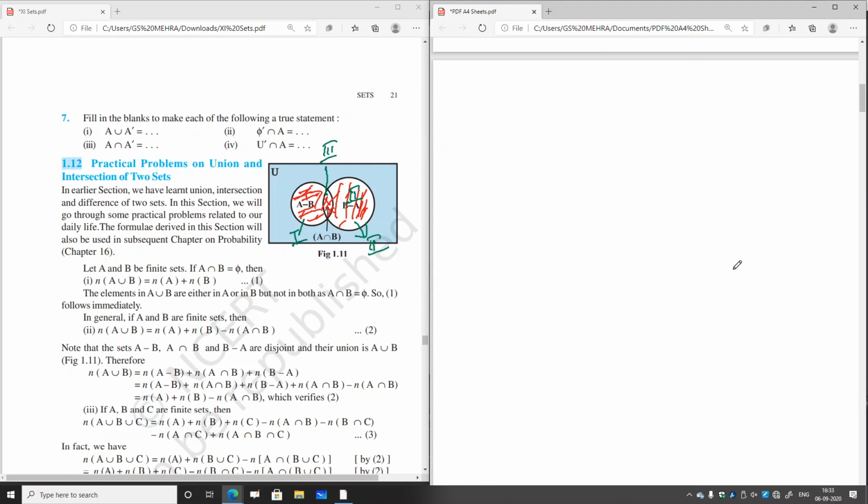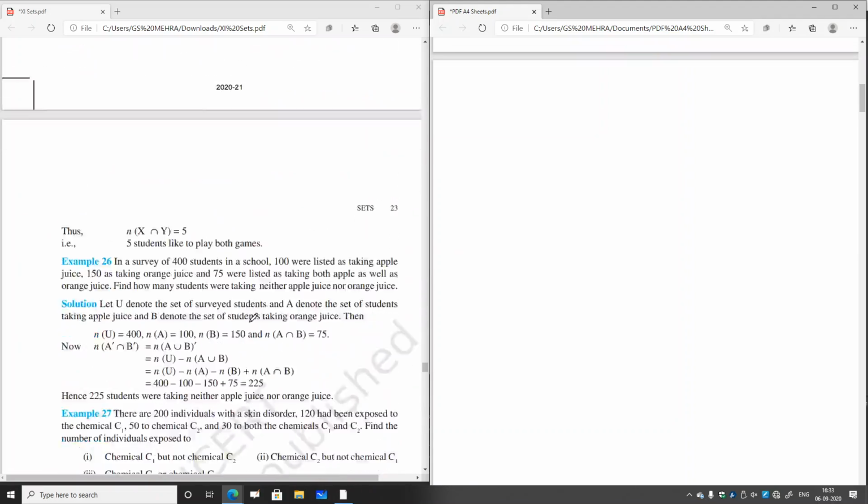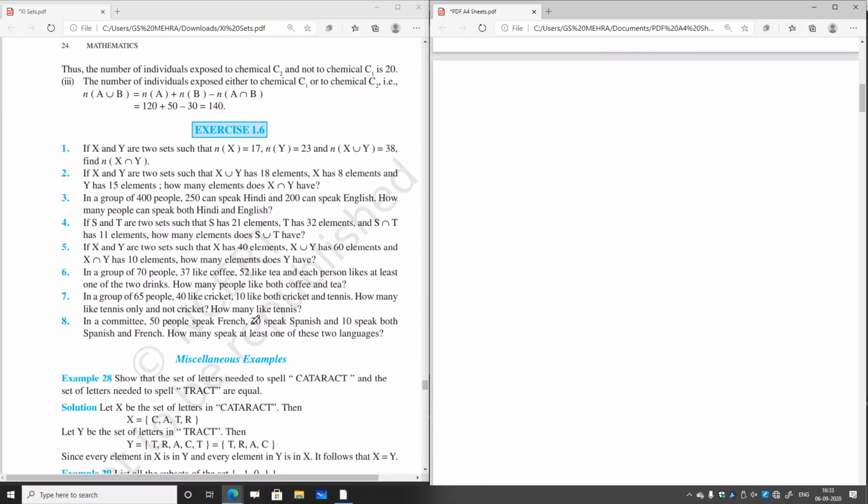So now let us go to the exercise. Exercise 1.6, question number 1. It's a very simple one. If X and Y are two sets such that N of X equal to 17, N of Y equal to 23 and N of X union Y equal to 38, find the number of elements in the set X intersection Y. So there are two different ways. We can use a Venn diagram, or we can solve it by using the formula.